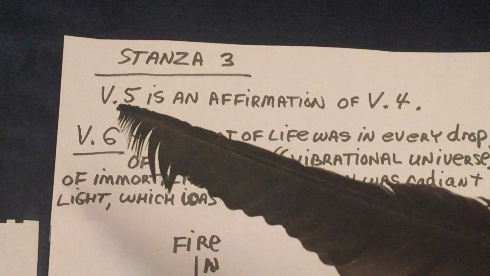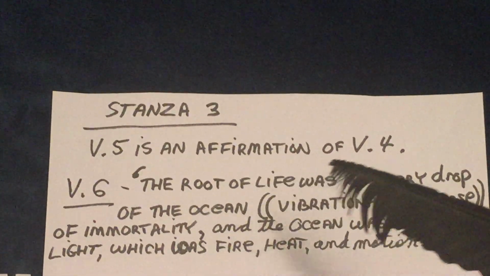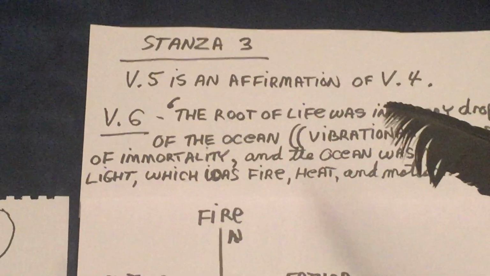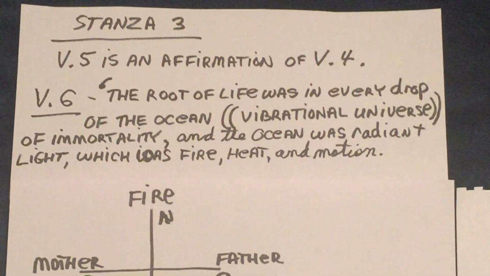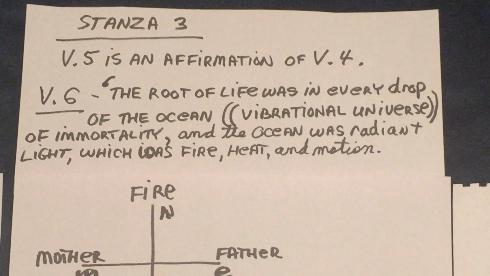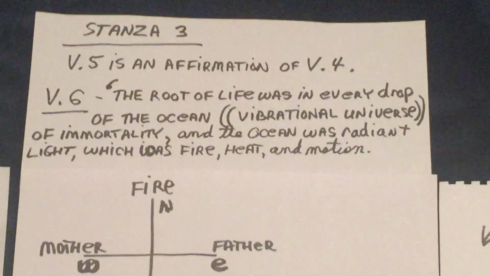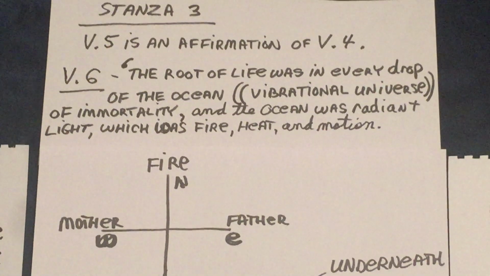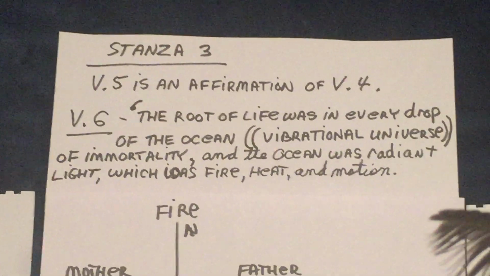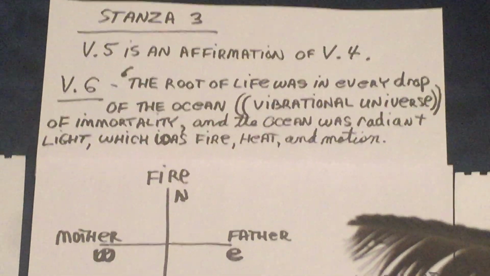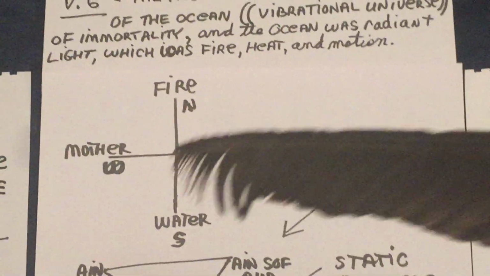Now, verse 5 of stanza 3 is an affirmation of what was just said in verse 4. Verse 6, "The root of life was in every drop of the ocean, vibrational universe of immortality, and the ocean was radiant light, which was fire, heat, and motion." So this is now about the creation of our physical universe. And the infinite vibrational universe spoken of here wasn't understood or truly known by science for many, many decades later.